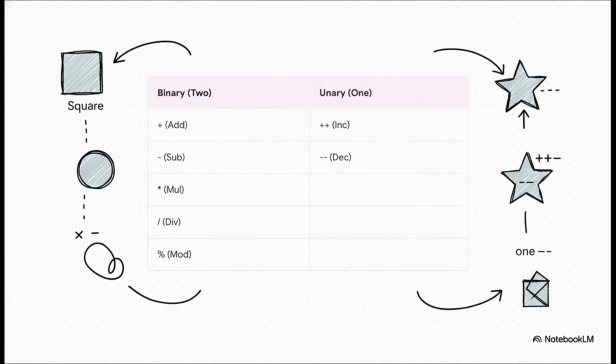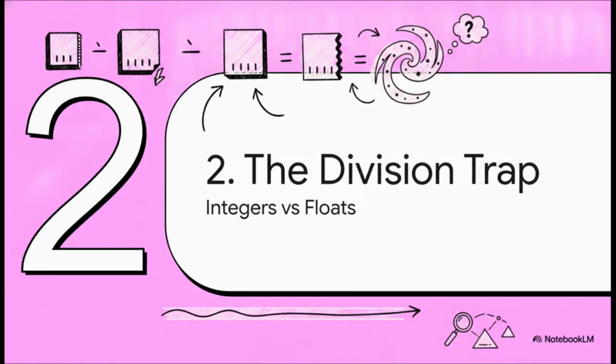Then on the right side, we have unary operators. Unary means 1. These are incredibly powerful specifically because they only need a single operand to function, like slapping a plus plus onto a single variable. Let's jump into Section 2, the integer division trap.